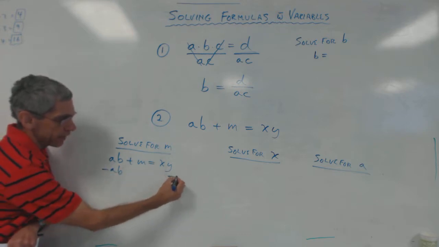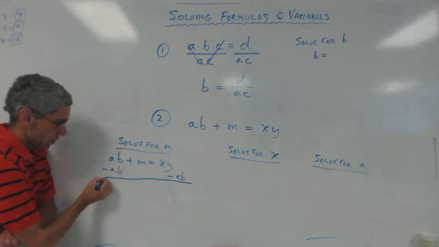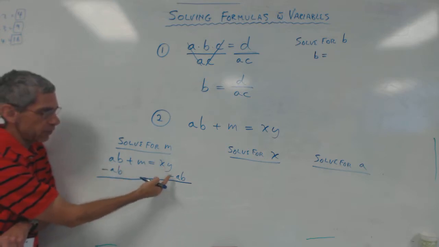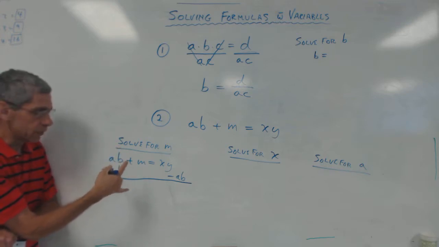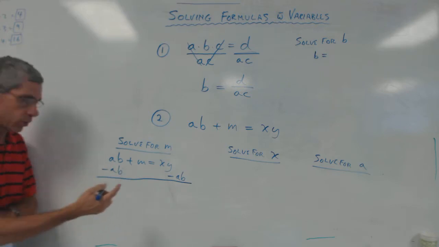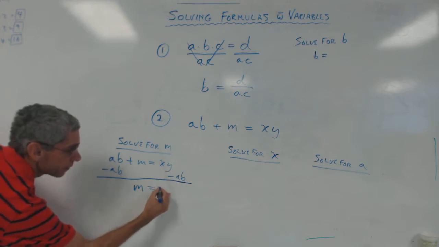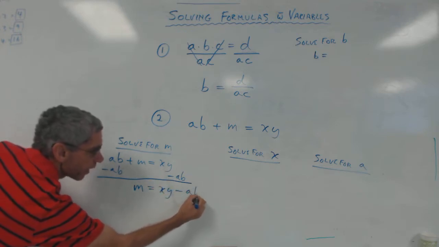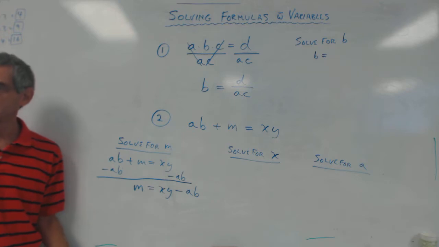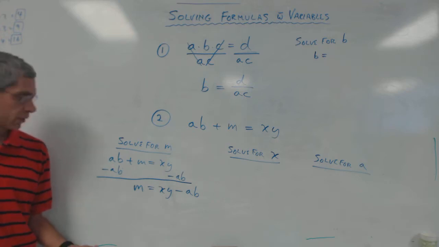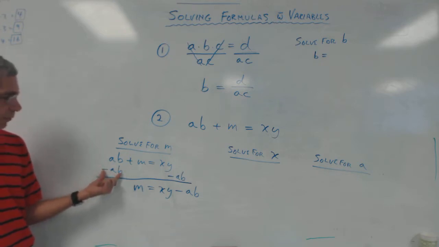Why would I put my AB a little bit to the right of XY? Can I subtract AB from XY? Not as of yet. No, you can't do that. They're not like terms. So M is equal to XY minus AB. There's nothing I can combine. I just have to write them separately, right? Make sense? That's it. It says M equals. Oh, that's easy then. All I had to do was subtract AB from both sides.